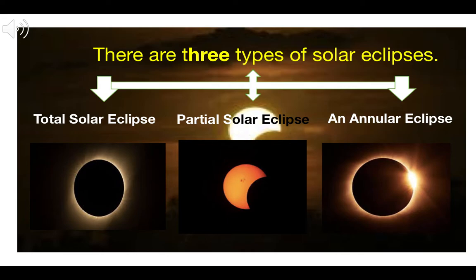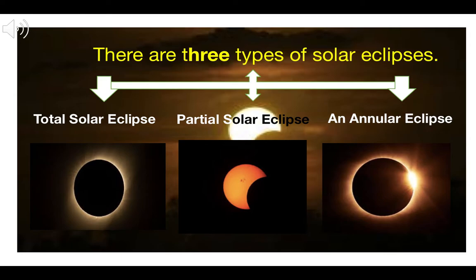The second type of solar eclipse is a partial solar eclipse. This happens when the sun, moon, and Earth are not exactly lined up. The sun appears to have a dark shadow on only a small part of its surface. The sun seems to have a bite taken out of it.